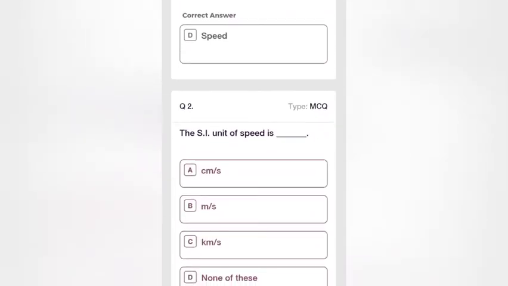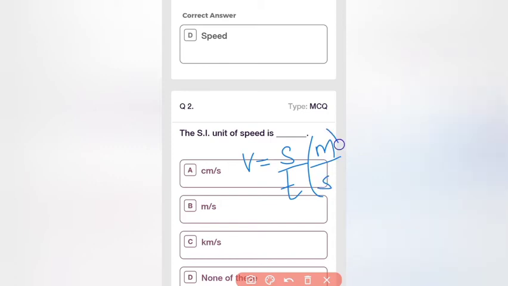Next question. The SI unit of speed is. We know that speed is equal to distance by time. What is the SI unit of distance? It is meter. What is the SI unit of time? It is seconds. So the SI unit of speed will be meter per second. Option B is the correct answer.